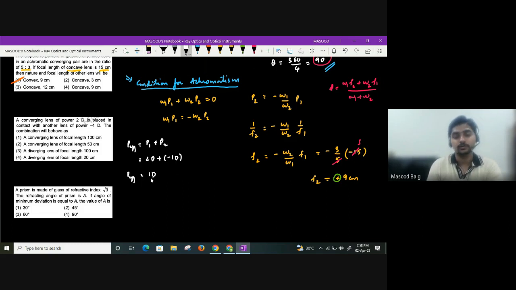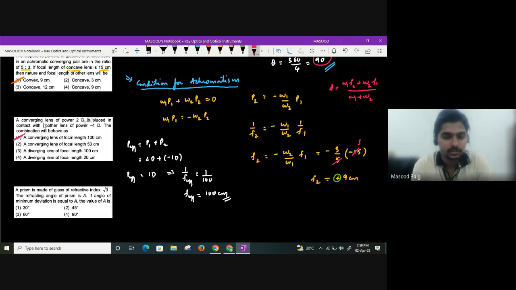So power is positive, which means it should be either a convex lens or a concave mirror. All the options are lenses only, so it should be a convex lens. And how can I write power in case of a lens? 1 by f effective, which is 1 diopter. Diopter is nothing but meter inverse, so I can write it as 1 by 100 centimeter inverse. From this, our effective focal length will be 100 centimeters. So focal length is positive, so the answer should be a converging lens of focal length 100 centimeters.